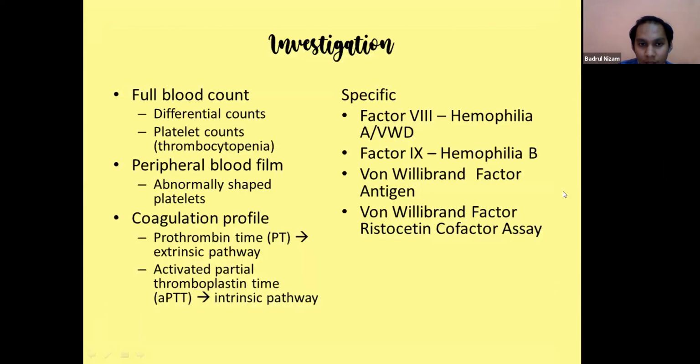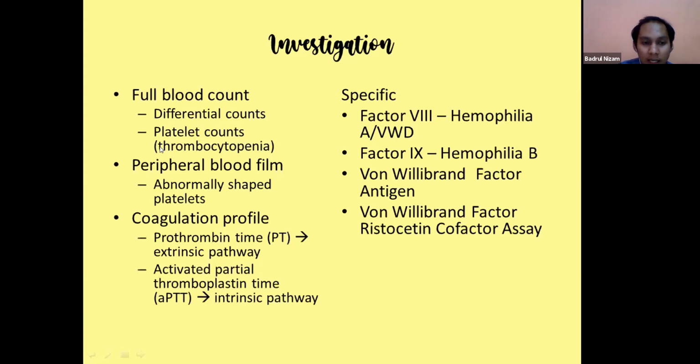Okay, for the investigation, any child that we suspect with a bleeding disorder, we need to do the basic screening, which consists of full blood count, blood film, and coagulation profile. So full blood count, what information do we need? We need to know most importantly about the platelet count.